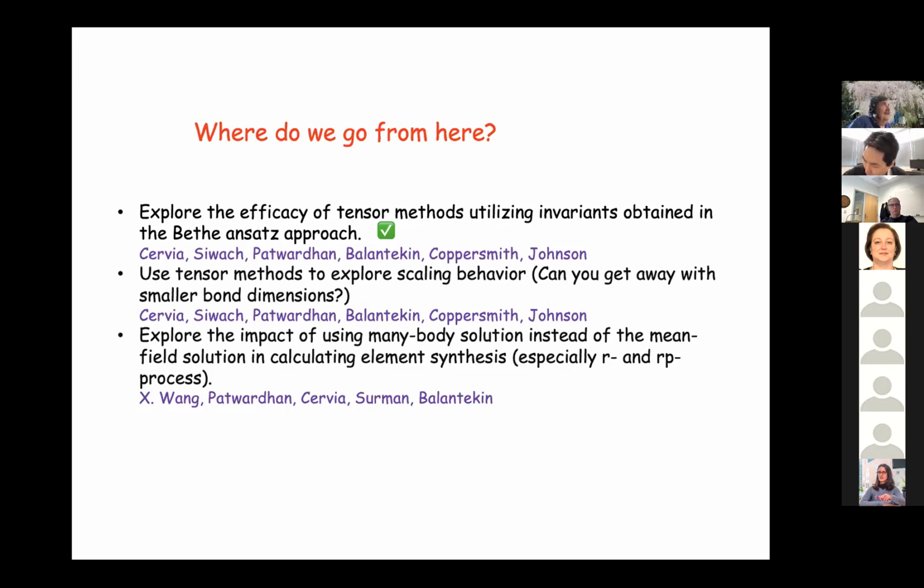Well, again, when you have 10 neutrinos, 2 to the 10 is your Hilbert space size. So that's still a sizable bond dimension, as you can imagine.